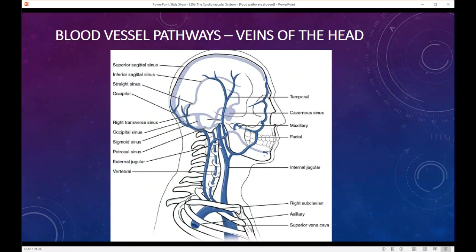These are the veins within the head, okay? And so the blood flow is actually going to come back down to the heart from here. So you can see there's the temporal coming off the temporal area. Now inside you have sinuses. You have the superior sagittal sinus, the inferior sagittal sinus, the straight sinus, okay? There's the cavernous sinuses, and they're all feeding into the sinuses within the brain, and they're going to come down through the internal jugular and into the superior vena cava.